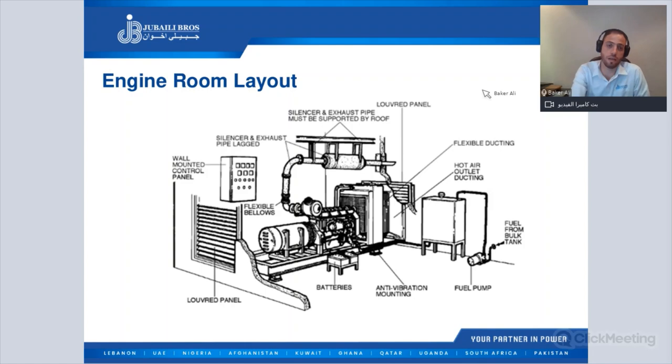So this is the engine or generator room layout. In this layout, you can see the main components of the generator room. Here we can see the louvered panel for the air inlet. Here we can see the air outlet louver. Here we can see the exhaust system and the silencer. We can see the fuel tank, the batteries. We can see here the radiator with the ducting system. And we will talk about all of these components in the upcoming slides.